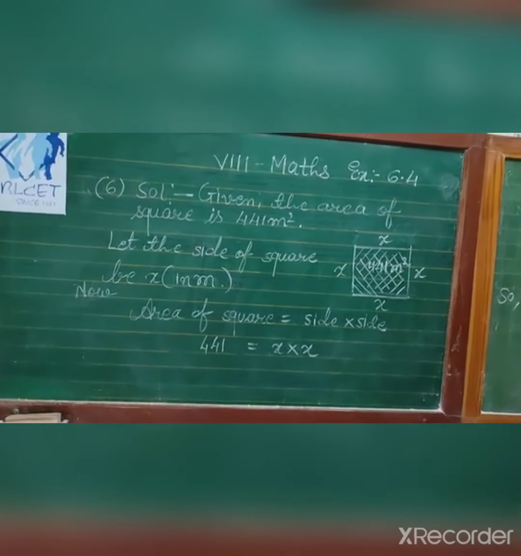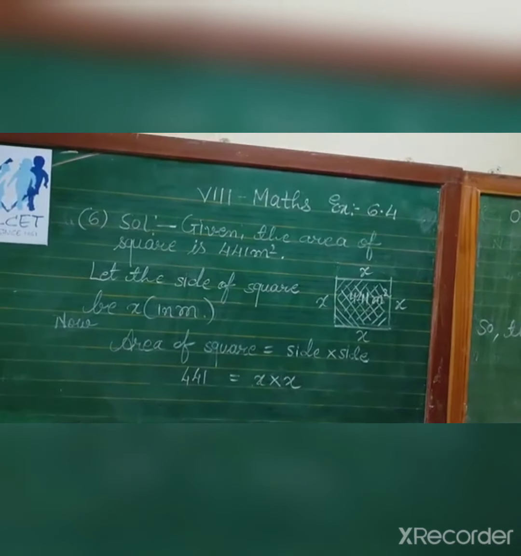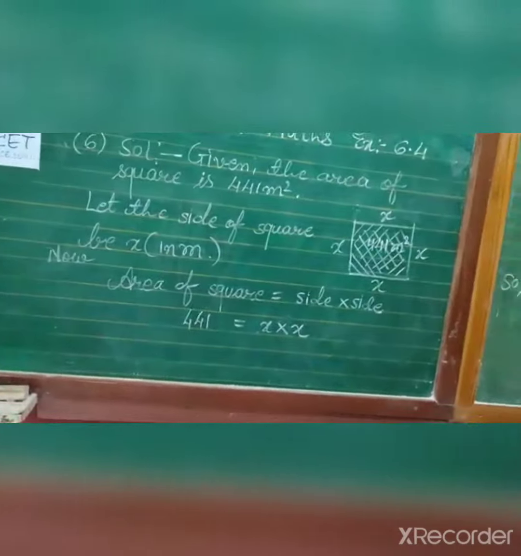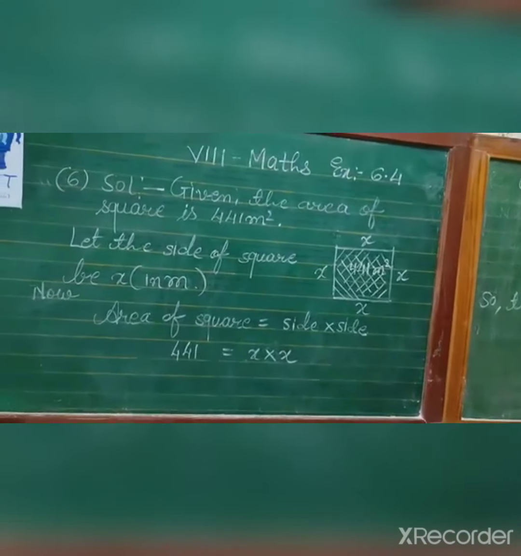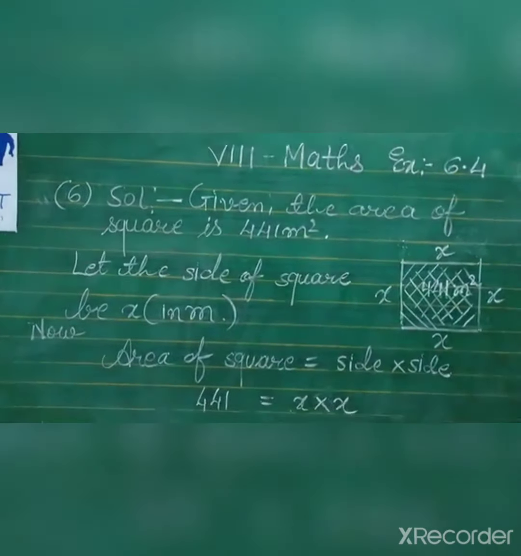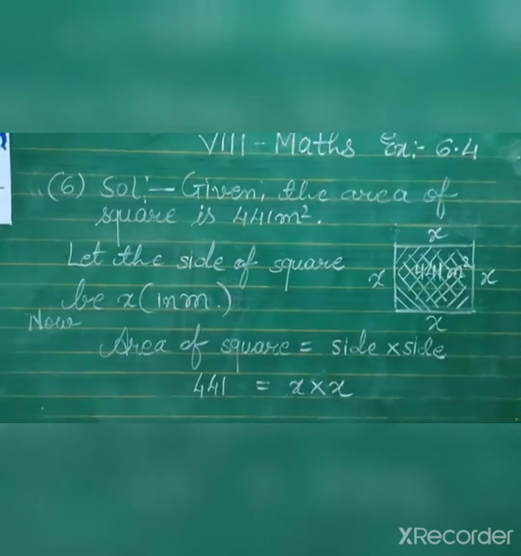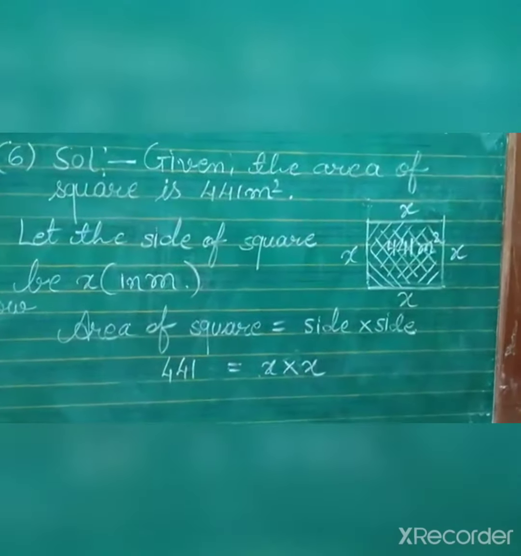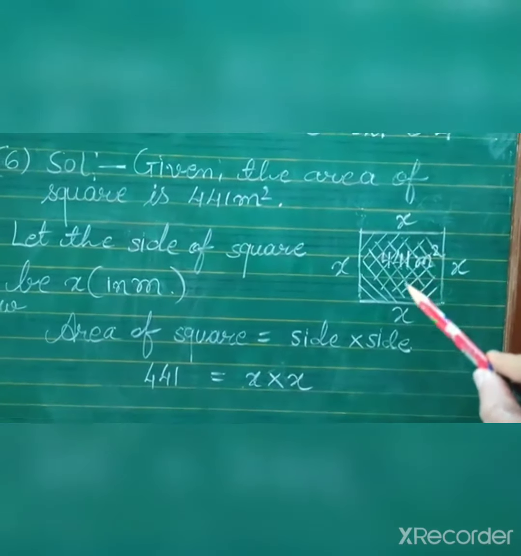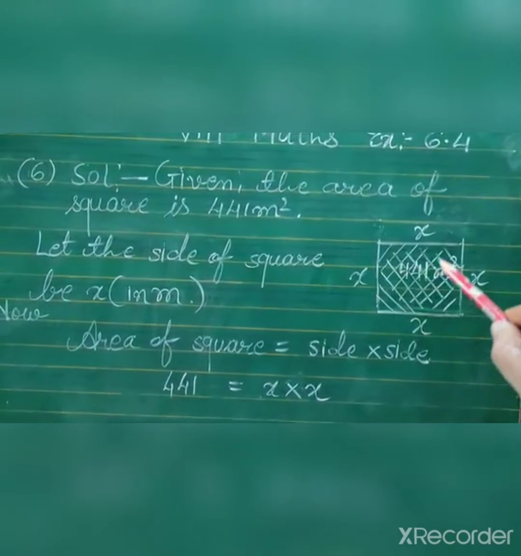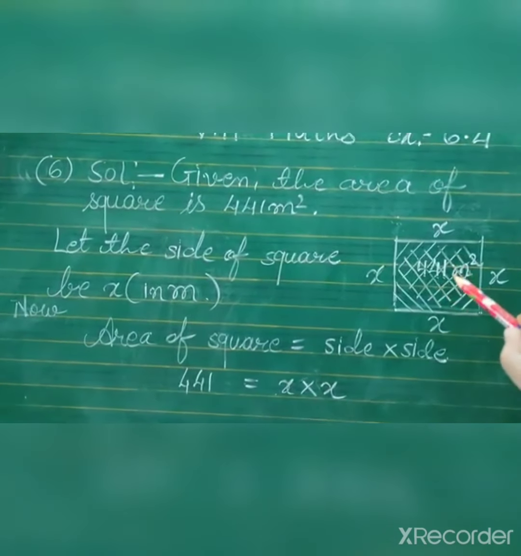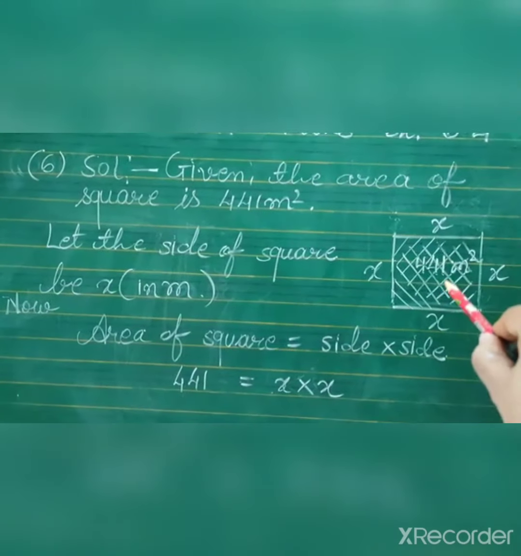Now the sixth question: find the length of the side of a square whose area is 441 meters square. Okay, so first we will write the given. Given: the area of a square is 441 meters square. The meaning of area and square: square means all sides are equal, you can see here. And area is the space covered inside by any object, which is called its area. You can see I have written.